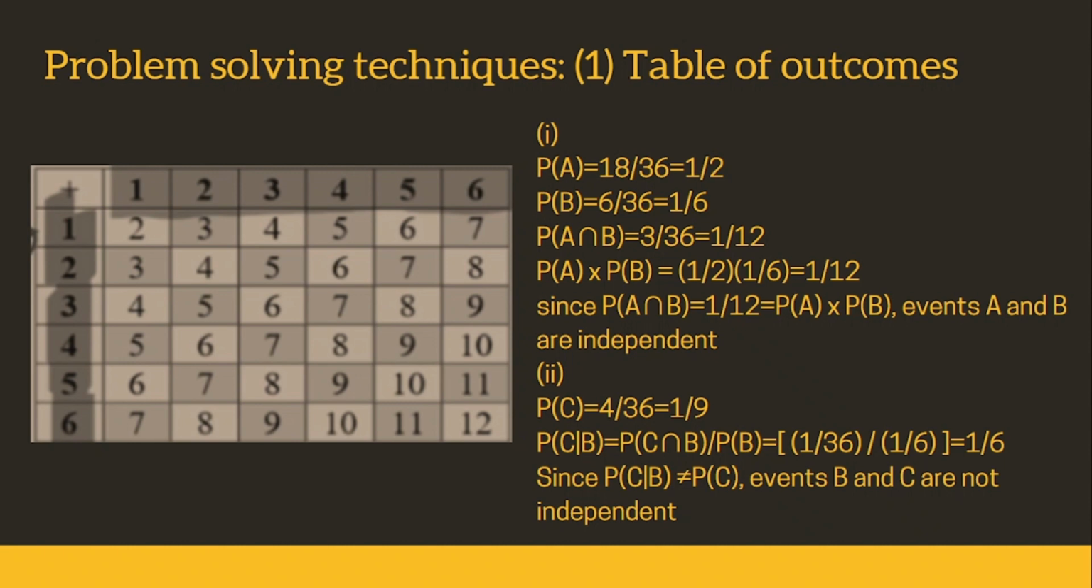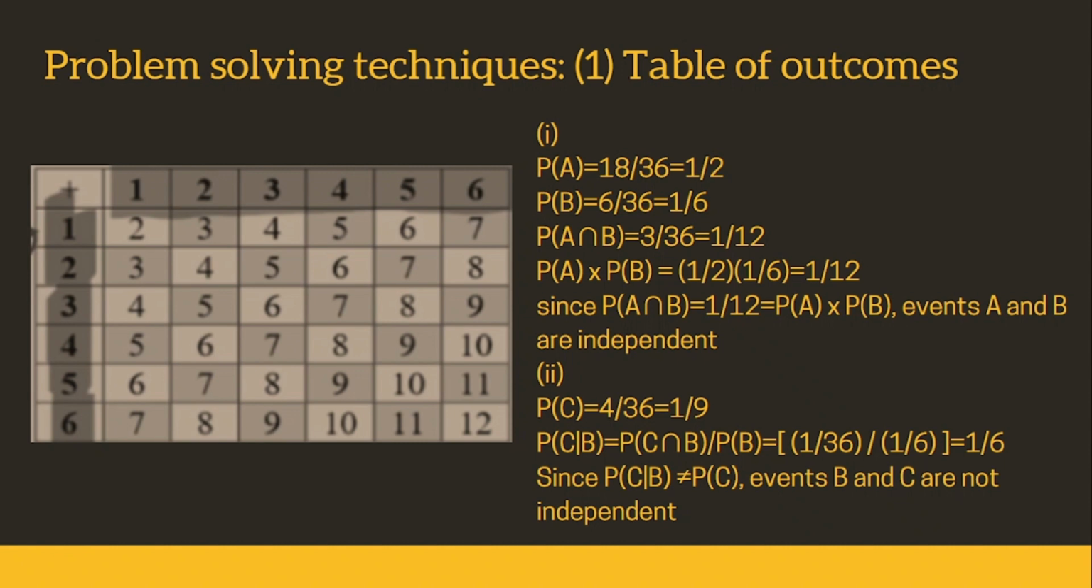So for part 1, we just find the probability of A, which is a half, the probability of B, which is 1 over 6, and the probability of A intersecting B, which in this case, you look at the numbers, you have 3 out of 36 scenarios, so you get 1 over 12. When you want to do an independence test, you find out whether the probability of A intersecting B is equal to the probability of A multiplied by the probability of B. In this case, those are the same value, and that's why we can conclude that the events A and B are independent.